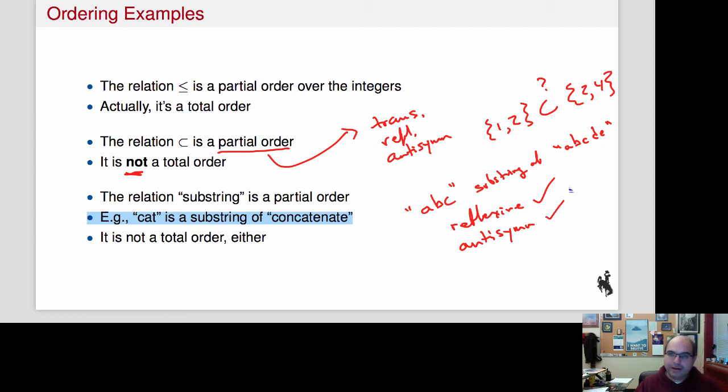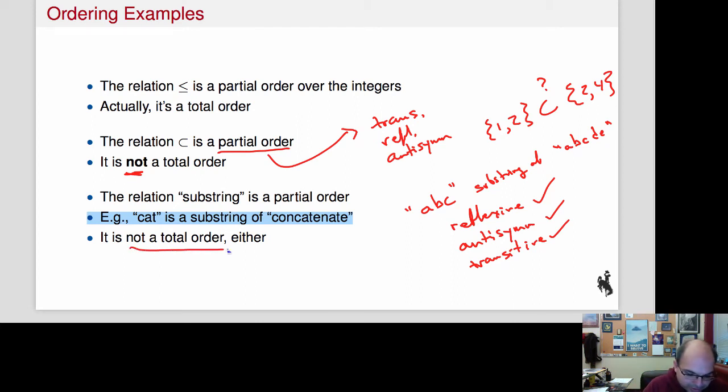Okay, is it antisymmetric? Also, yes, because if I have two strings, one is a substring of the other, and the other is a substring of the first, well, how can that happen, right? Because it has to be contained inside this one, and that one's contained inside the first. The only way that can happen is if they're equal. So, yes, antisymmetric. And what about transitive? Again, that's a clear yes, okay? Because if I have a substring of some string, which is itself a substring of another string, then of course the first string is the substring of that one, right?